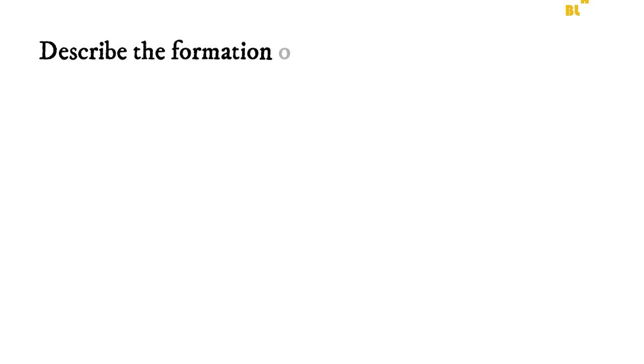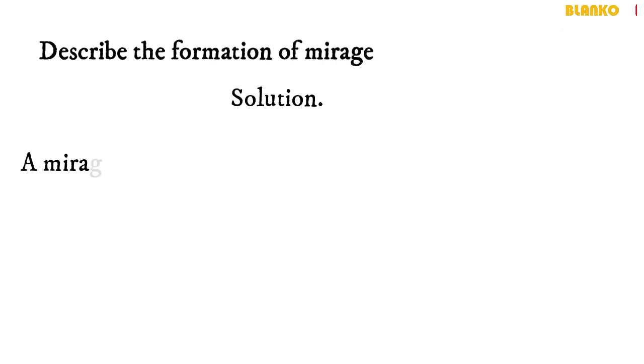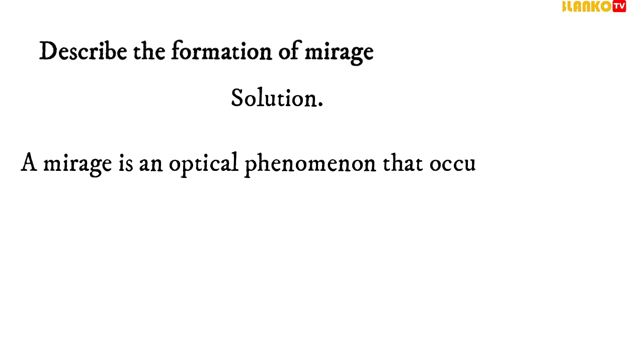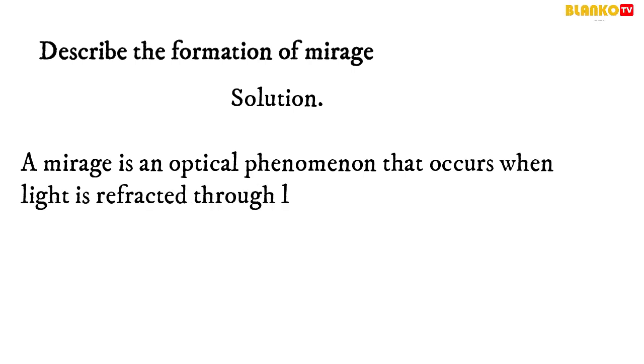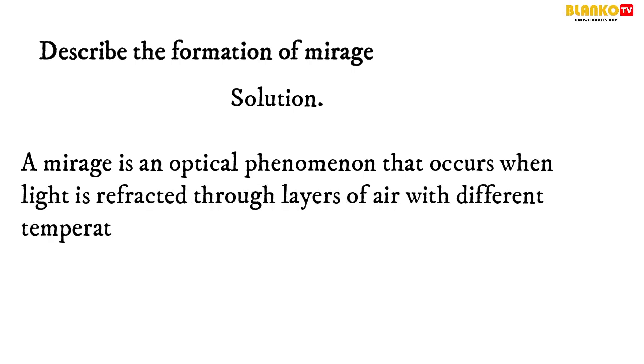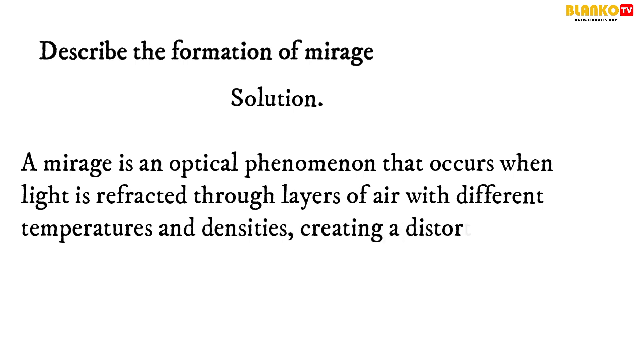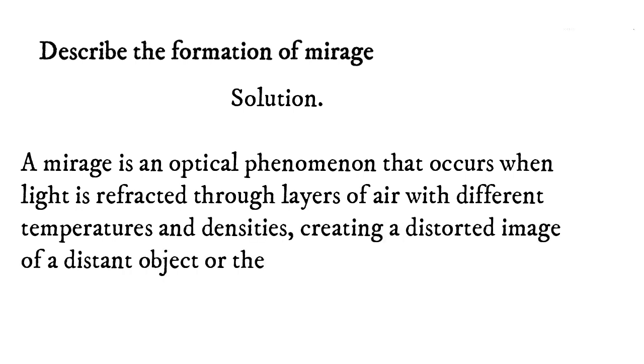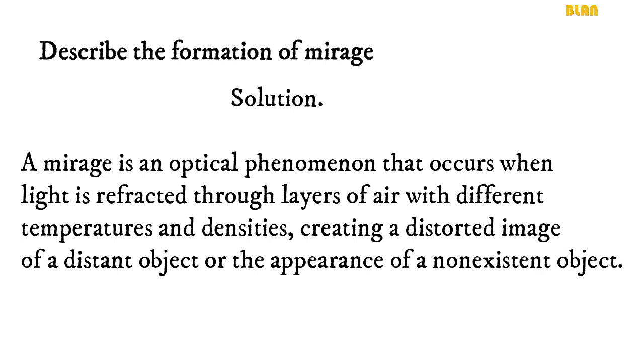Describe the formation of mirage. Solution. A mirage is an optical phenomenon that occurs when light is refracted through layers of air with different temperatures and densities, creating a distorted image of a distant object or the appearance of a non-existent object. The formation of a mirage typically involves the following steps.